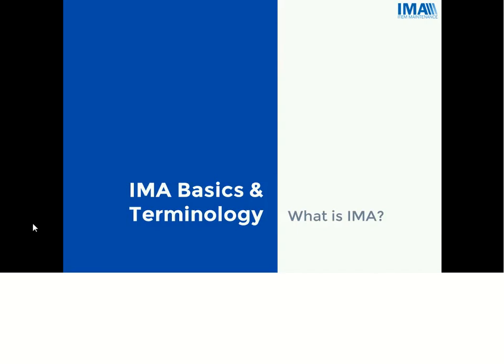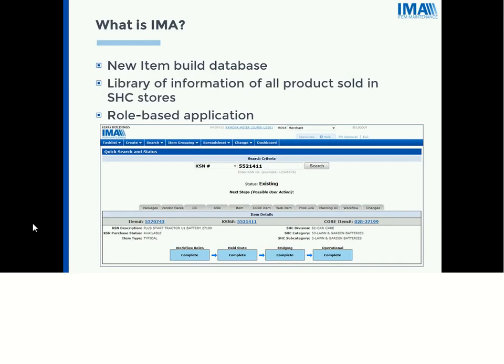First off, what is IMA? IMA stands for Item Maintenance Application, and basically it's a library of all the information of products that are sold here at SHC, whether it's through Kmart or Sears. If it's going to be sold in our stores, it has to be built within IMA. It is a role-based application, and we're going to be talking more about the different roles during the workflows. But you do start off our process as the vendor for getting the items set up in IMA.